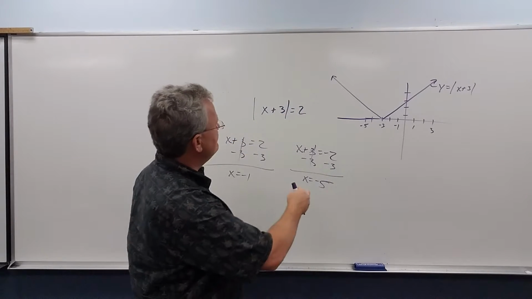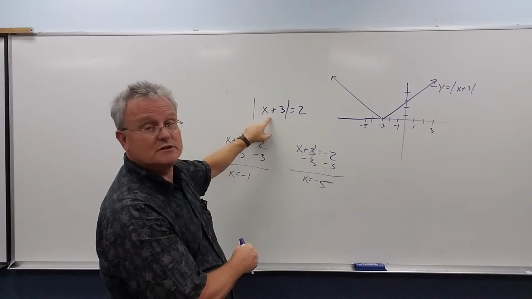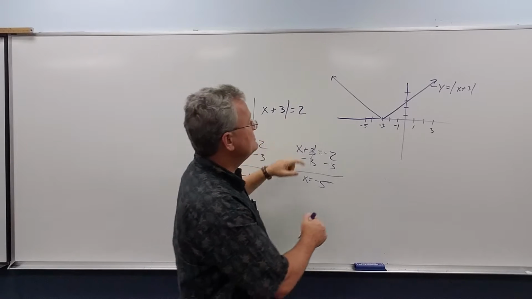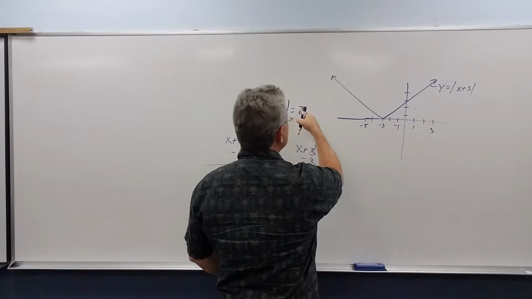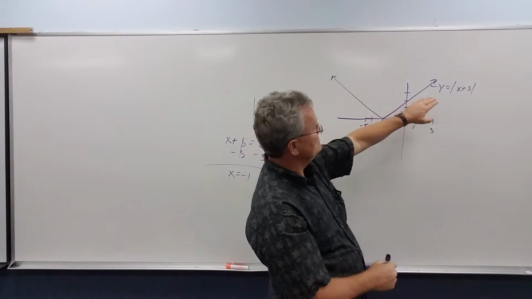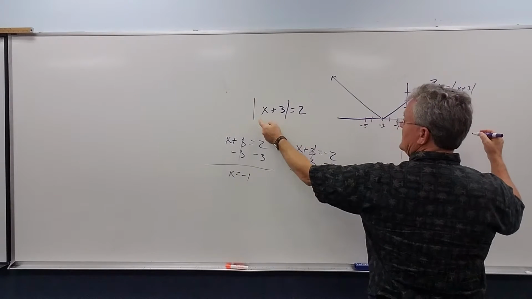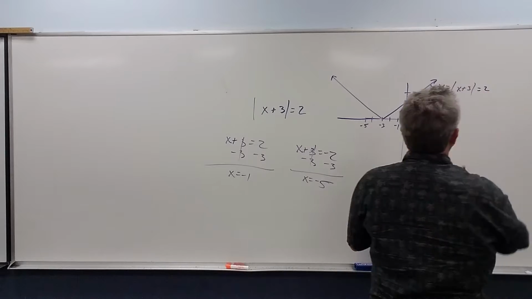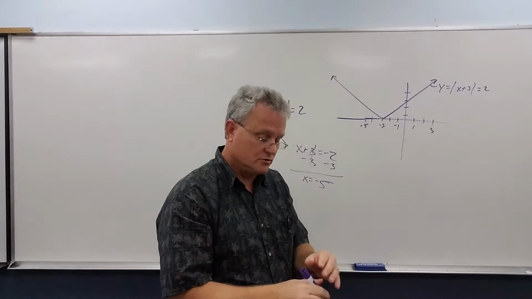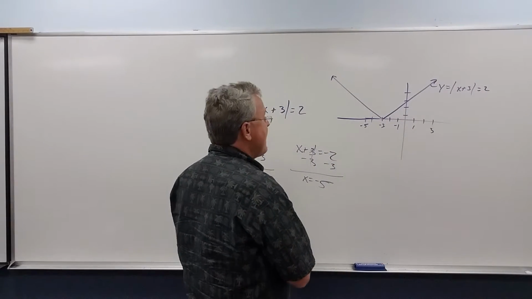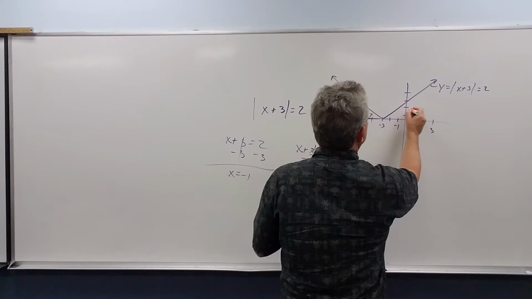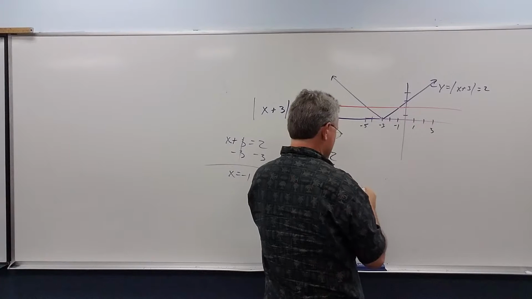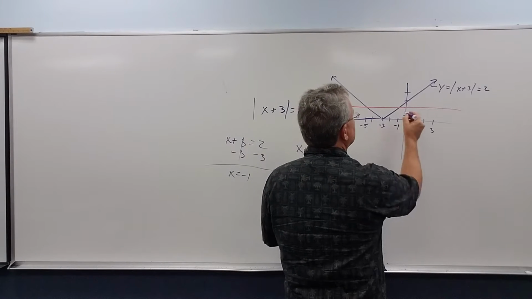We want to know, keep in mind, y is equal to the absolute value of x plus 3. When is y 2? Well, the graph of y equals 2, keep in mind that's this. And what we're actually solving is this equals 2. That's the same as y equals 2. What is the graph of y equals 2? Well, it's a horizontal line going through y equals 2, right?